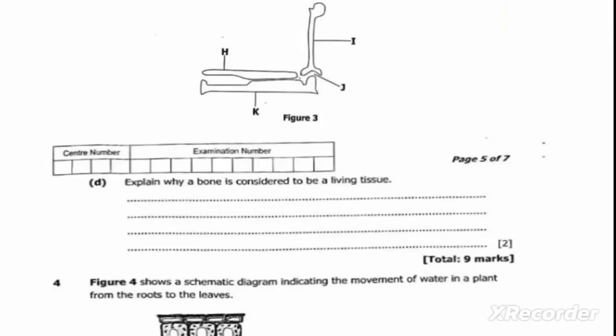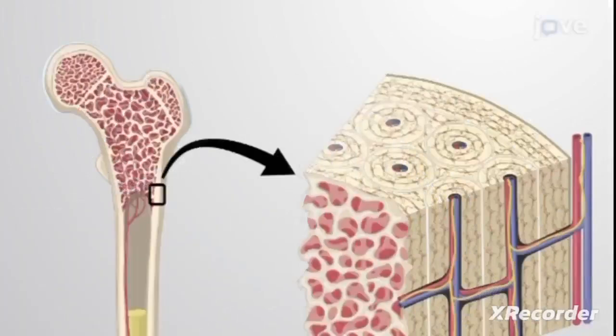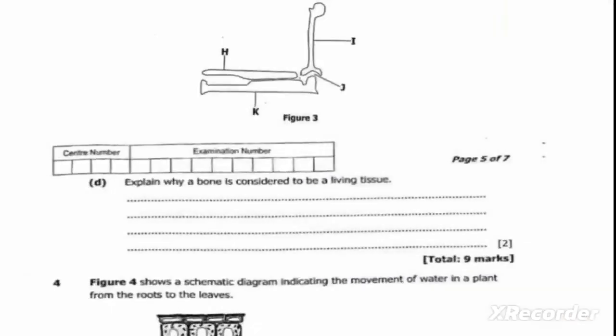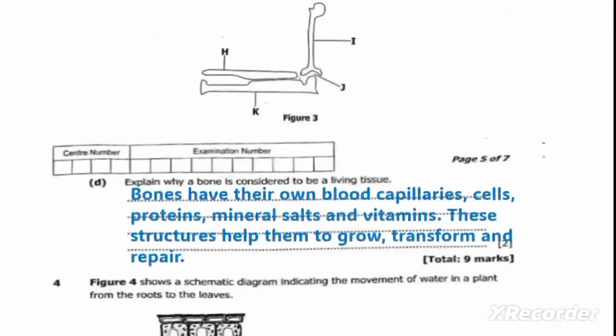The next question is question 3D. The question reads, explain why a bone is considered to be a living tissue. A bone is considered to be a living tissue because it has cells and blood vessels, and we know the function of blood vessels is to supply oxygen and nutrients. Bones have their own blood capillaries, cells, proteins, mineral salts, and vitamins. These structures help them to grow, transform, and repair.